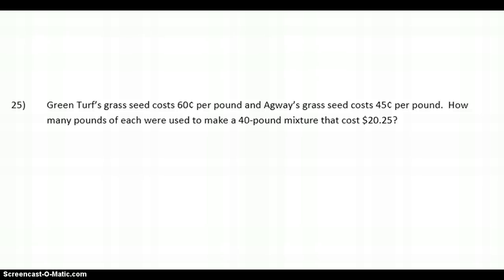Grass seed costs 60 cents per pound, and someone else's grass seed costs 45 cents per pound. How many pounds of each were used to make a 40-pound mixture? Alright, we should be seeing a sort of a pattern right here. I'll use G and A. Okay, this guy will be G, and this guy will be A. Okay, so 40 pounds all together, so I know that I want G plus A to be 40.